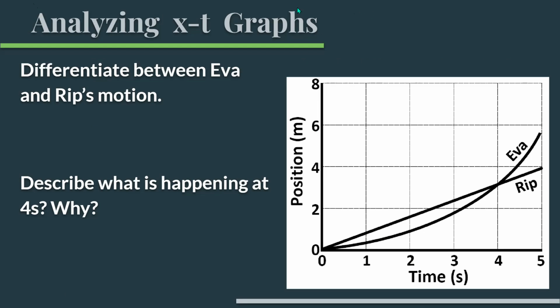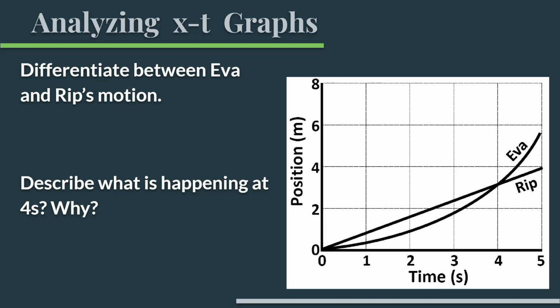All right, so let's see if we can analyze some graphs before we get to the math, just to refresh from last week. This is a position time graph, and it's showing the motion of 2 different people, Ava and Rip. I think we actually looked at this graph a little bit previously in the last unit, so we're coming back to it. It says differentiate between Ava and Rip's motion. So how are their motions different? Looking at this, what are they doing? Take a look. I'll give you a moment. You can talk to your neighbor if you're not sure.